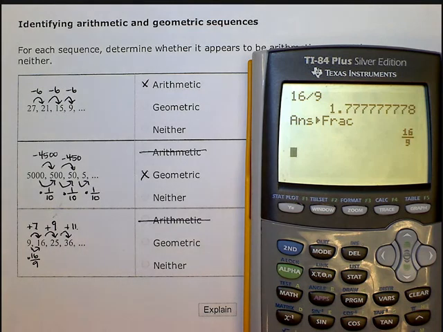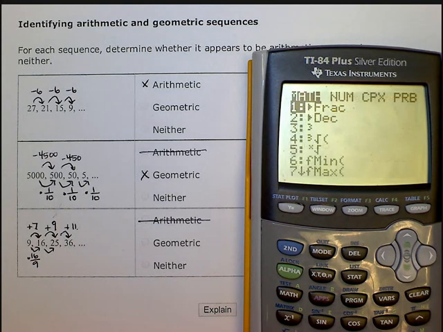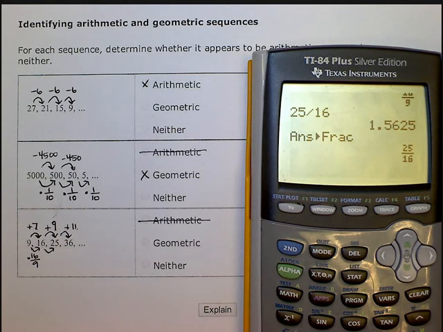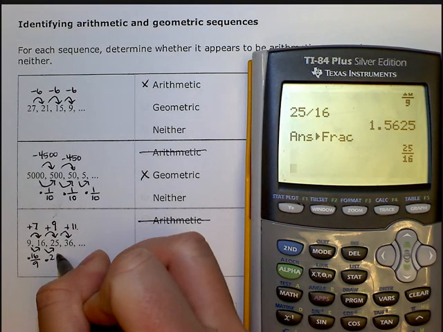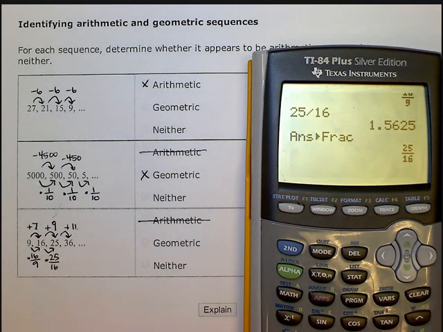Let's check the next bridge, see if it's also 16 over 9. So let's do 25 divided by 16. Again, a decimal, so math, fraction, and that's 25 over 16. I would have to multiply 16 by 25 over 16 to get to 25. So I don't see a common ratio here because these are two different numbers. My calculator gives me the simplest form, so I know they can't be the same one.